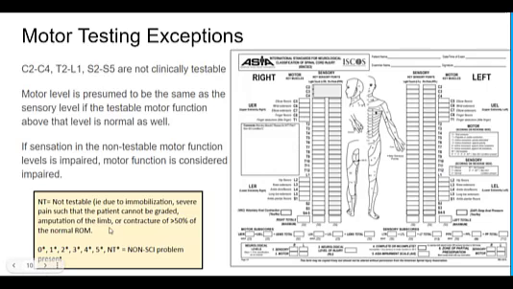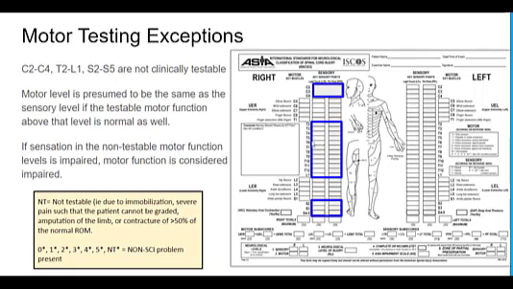We're going to talk a little bit more about this portion, when to test non-key muscles, in just a few minutes. There are some exceptions to motor testing, especially when we have areas where we do not have key muscles. That's mostly at C2 to C4, T2 to L1, and S2 to S5. We don't have clinically testable muscles there, so we're presuming that the motor function is going to be the same as the sensory level. By the same thing, if we have impaired sensation, then we're assuming that the motor function is considered impaired.